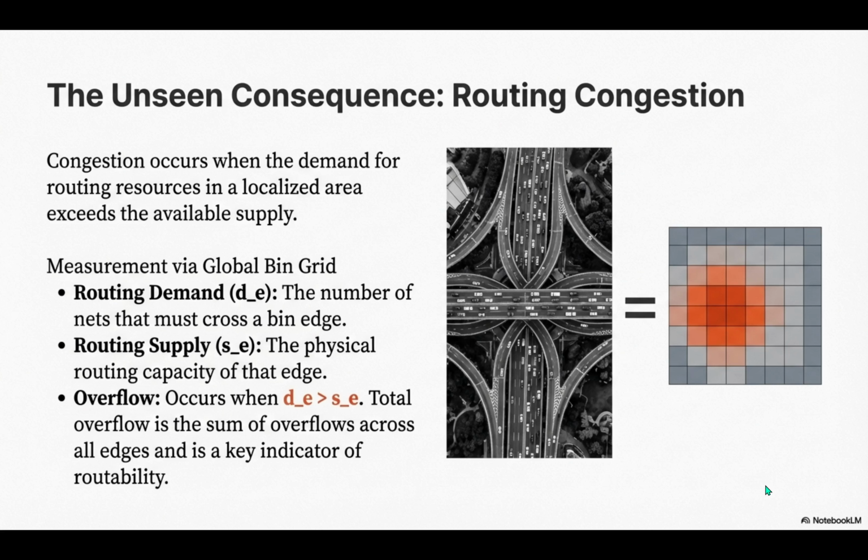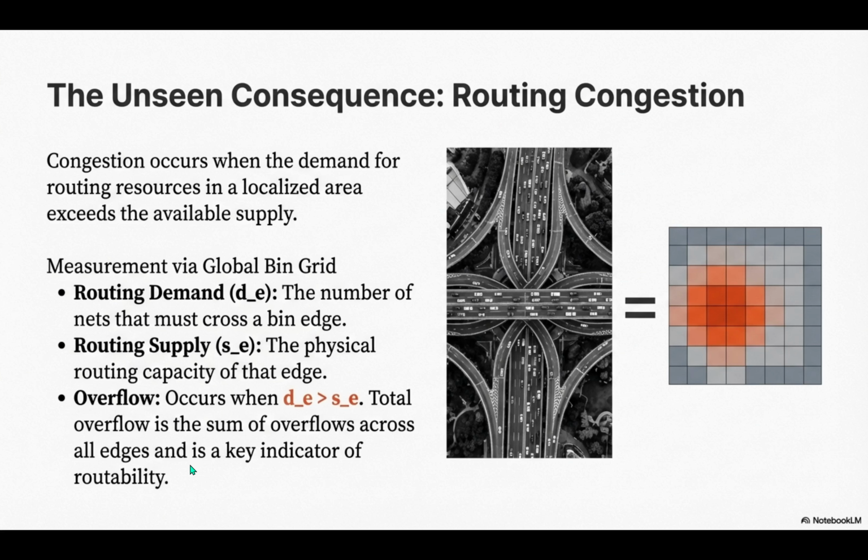And the supply is the fixed physical capacity of that boundary, which is dictated by how many metal layers you have, the spacing rules, the width of the wires. It's a hard limit. And the key problem metric here is overflow. That's the amount by which demand goes over supply. Right. And the total overflow is just the sum of all these localized overflows across the whole chip. For a long time, the goal was to minimize that sum. But now we know even a low total number can hide a catastrophic failure in one spot.